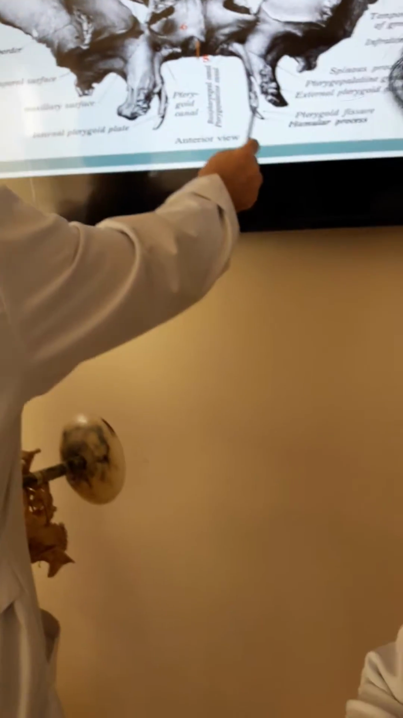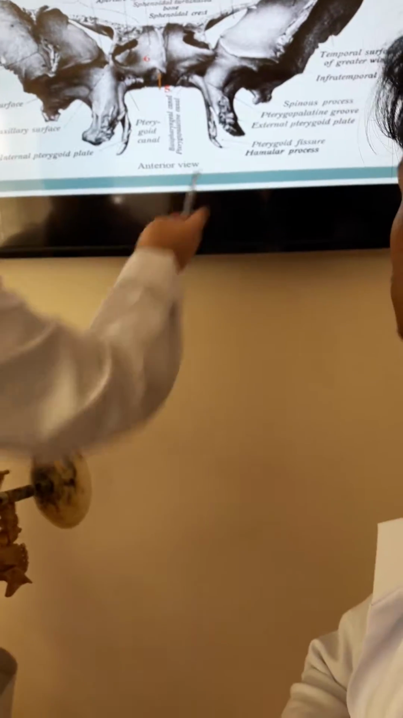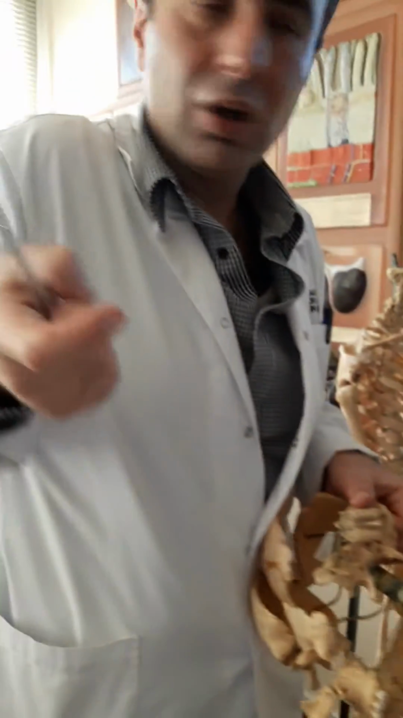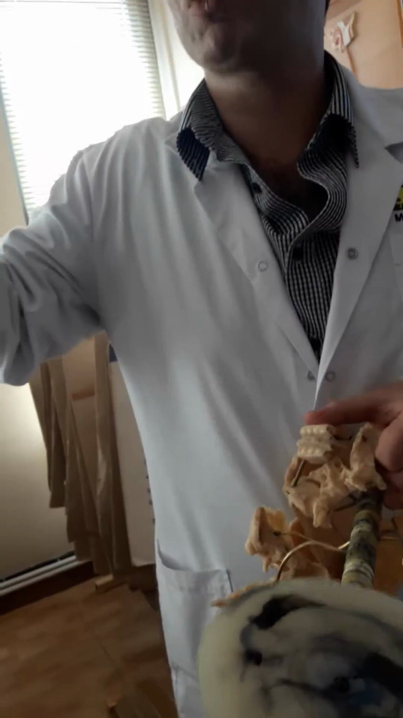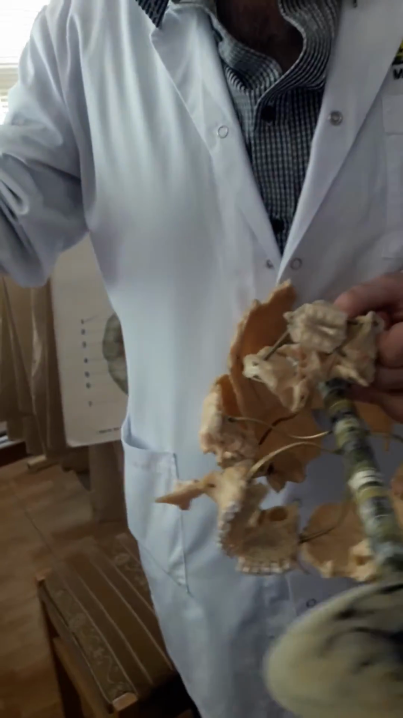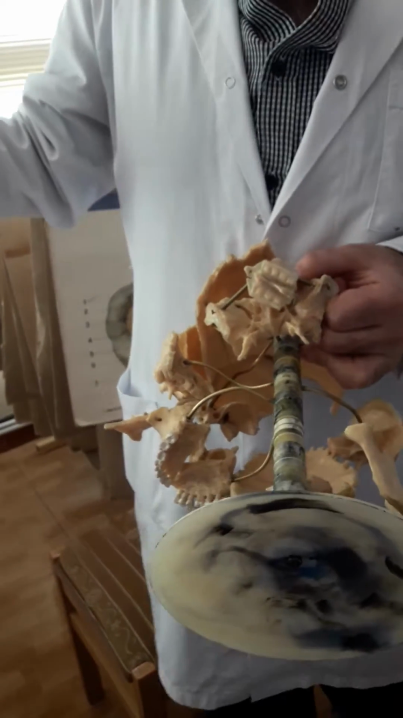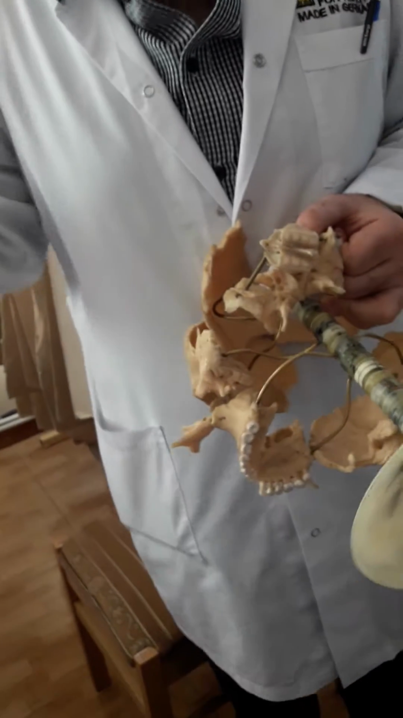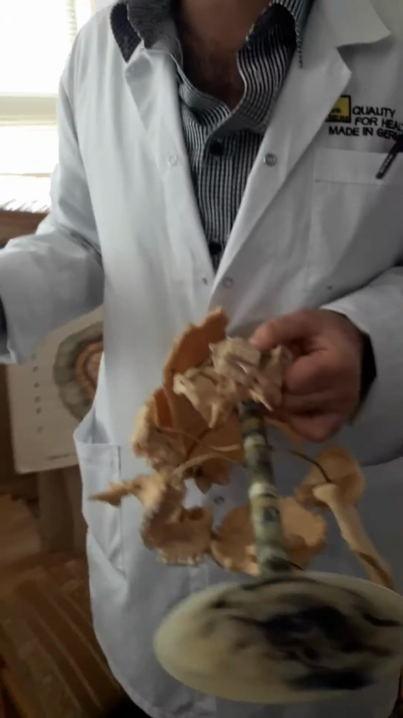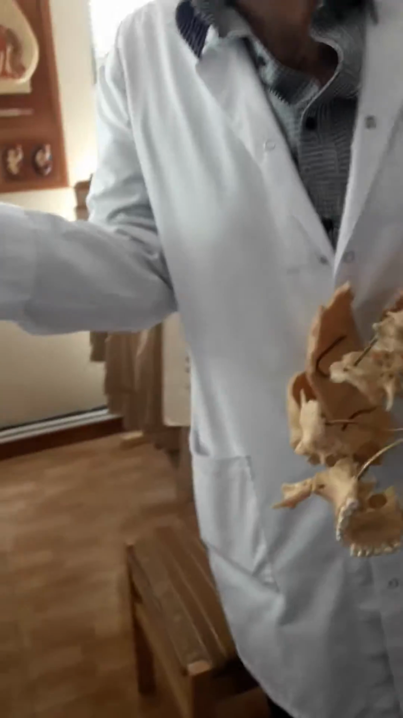On the inferior part of the internal plate we have a hook, which we call the hamular process, processus hamularis, or hamatus of the process. Unfortunately, it's broken here. I can show, but the tip of the medial plate is finished by the hook, which we call the hamular process. Hamulus means the hook.